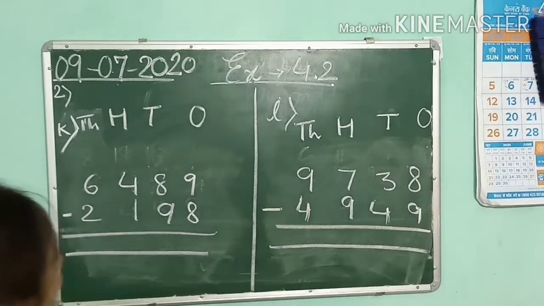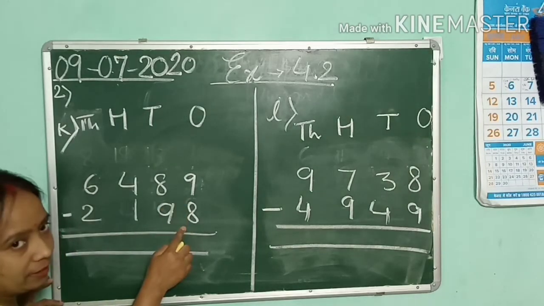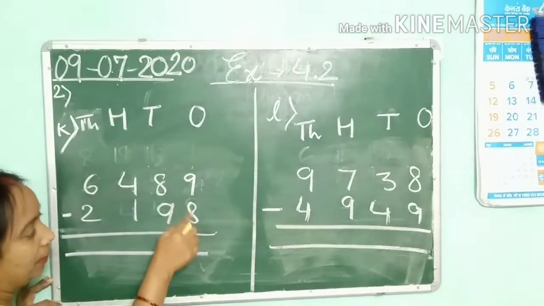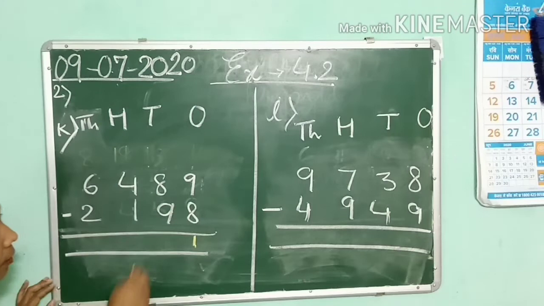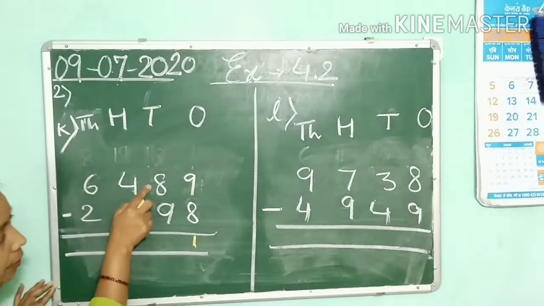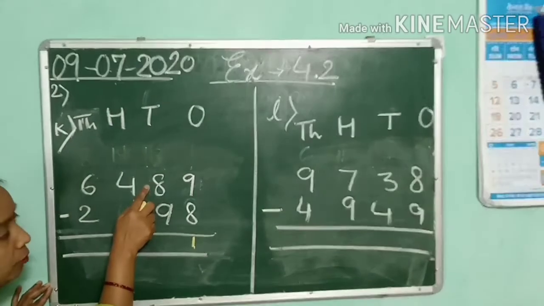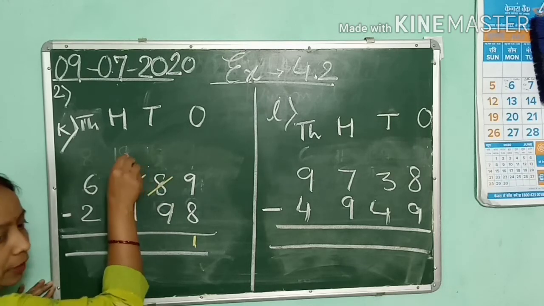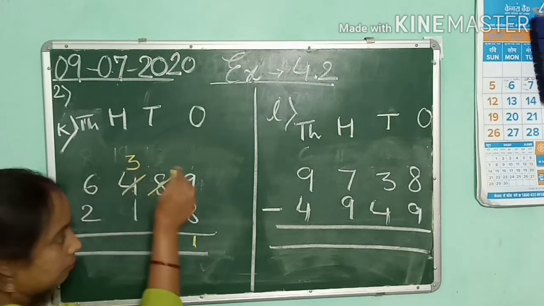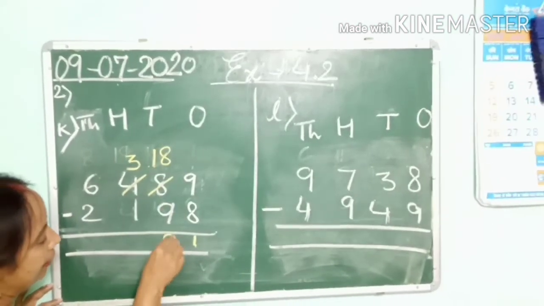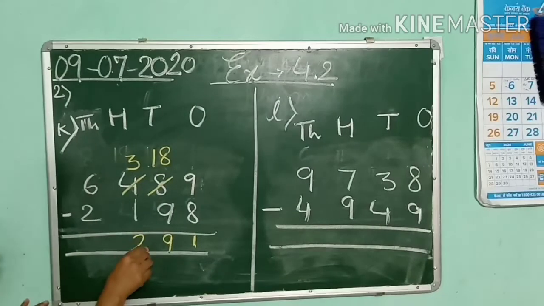Start doing. Under the ones column, 9 minus 8. 9 is bigger than 8. This number is bigger. So you can do subtraction. 9 minus 8, 1. Now subtract this 9 from this 8. Now look at the top number. It's not bigger now. 8 is not greater than 9. So it will borrow. So borrow from 4. 4 becomes 3. And it becomes 18. Now 18 minus 9, 9. 3 minus 1, 2. 6 minus 2, 4. Here.